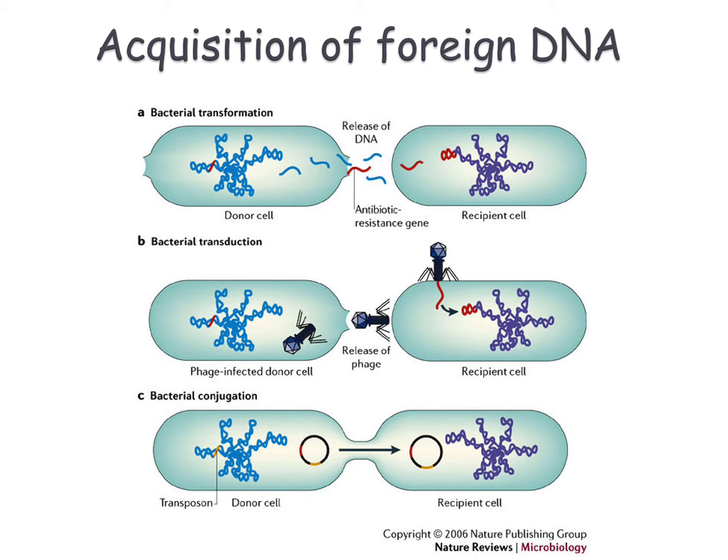Okay, so that's transformation, the uptake of naked DNA by competent cells. Transduction, part B here, is the acquisition of DNA through infection of a virus or bacteriophage.